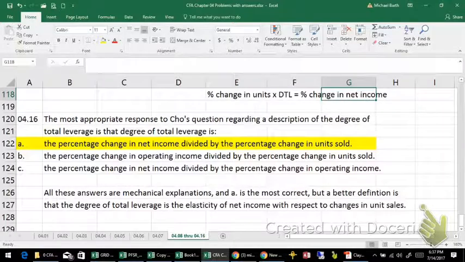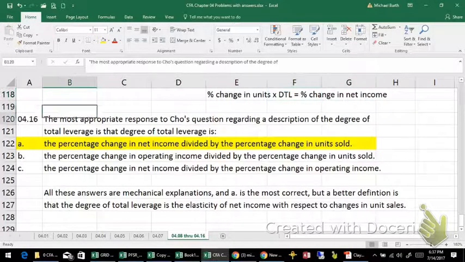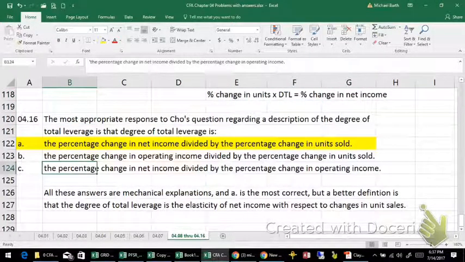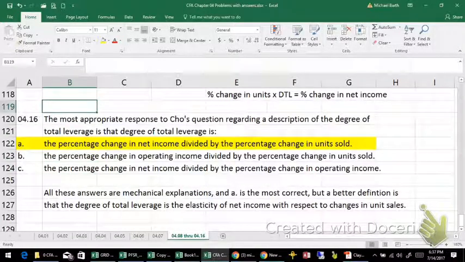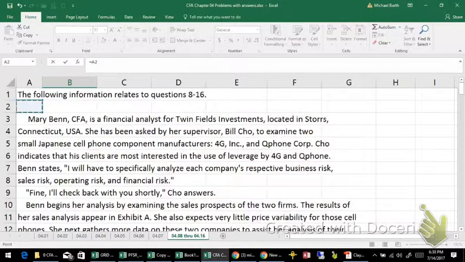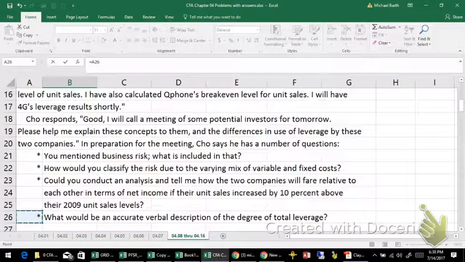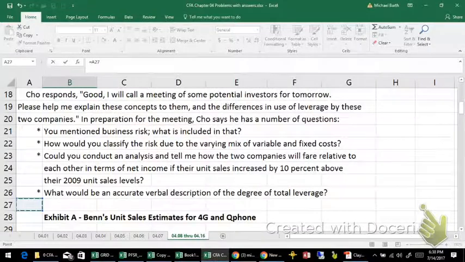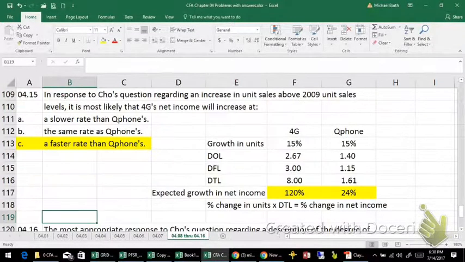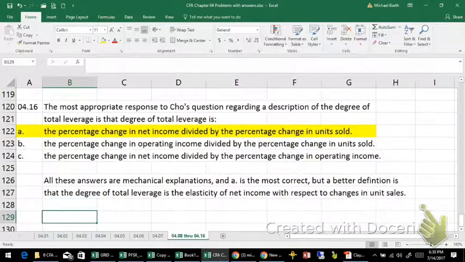So net income at 4G is going to grow faster than at Q-Phone. All right, and then this is the stupidest question I've ever seen in my life. Well, not really, but it gives it a run for the money. The most appropriate response to Cho's question regarding a description of the degree of total leverage. Let me take us back up here into the case. The old Cho says he doesn't know squat. Could you tell me what would be an accurate verbal description of the degree of total leverage? All right. Unfortunately, 416 doesn't give me the choice of none of the above, because all of these are stupid.